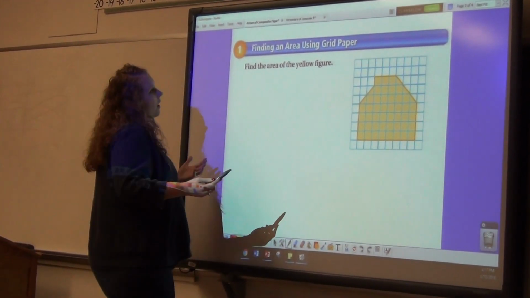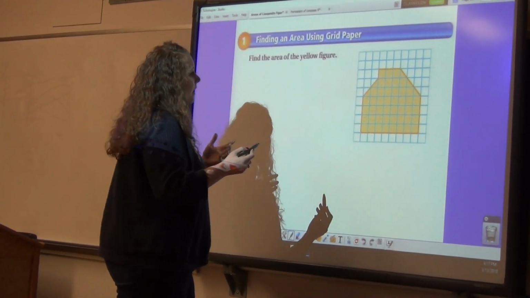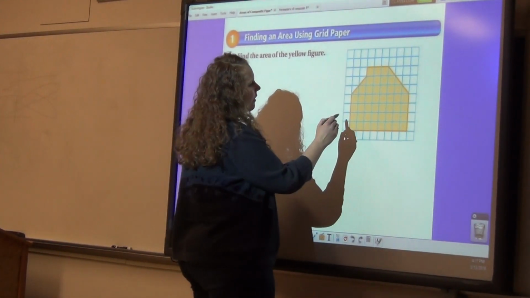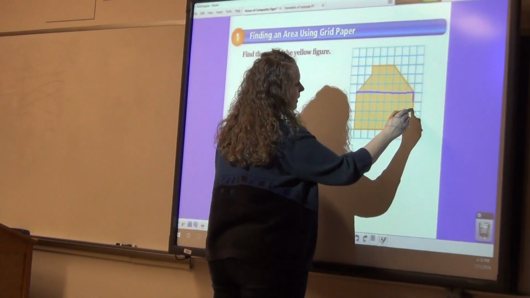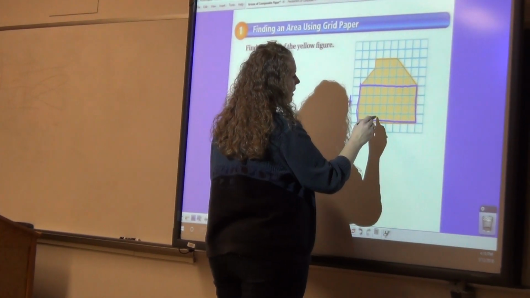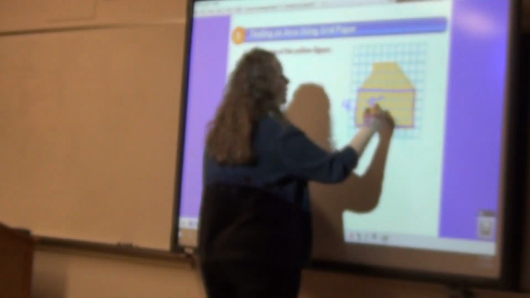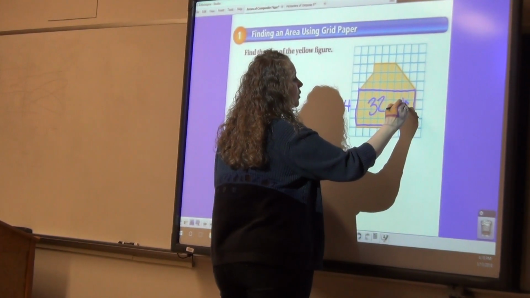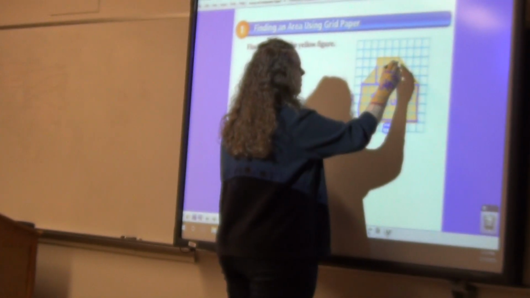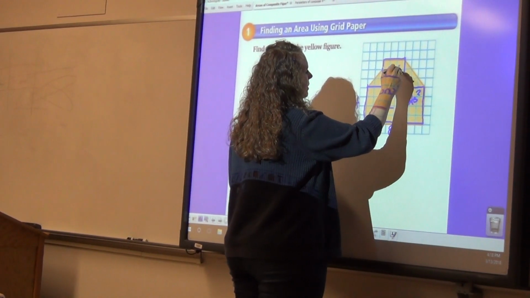So in this case, we can chop this up however we would like and make any shape we would like. Let me switch colors so you guys can see this really well. All right, so I'm going to use this rectangle right here. That rectangle is 4 by 8, if I counted right. So that is 32 units squared. Then I'm going to do this rectangle here, which is 3 by 3, so that is 9 units squared.